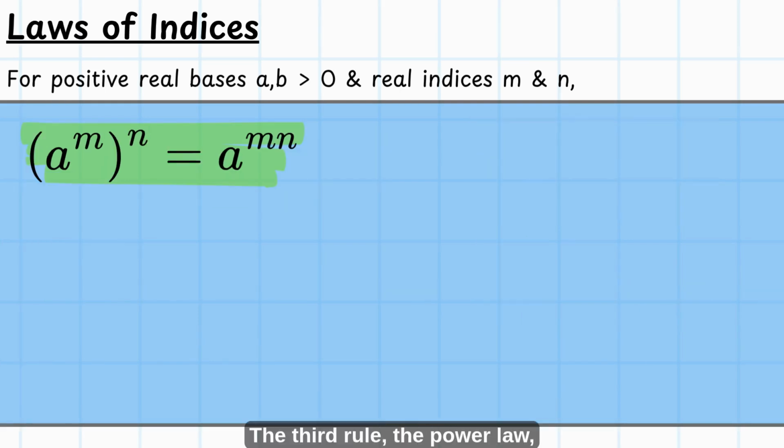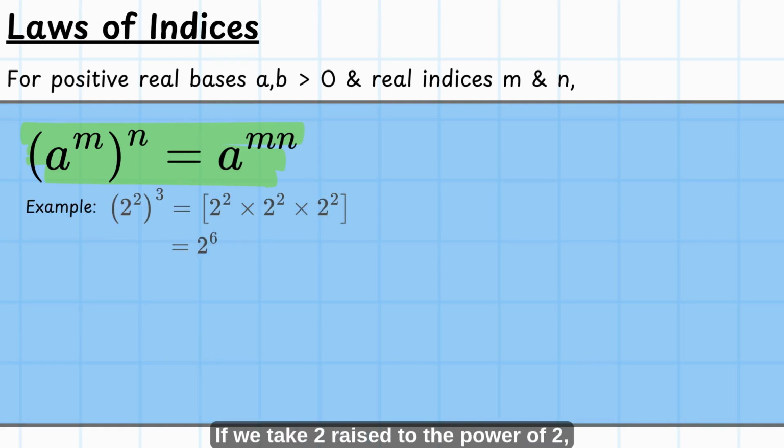The third rule, the power law, applies when a term that already has a power is raised to another power. In this case, the final power is determined by multiplying the two indices together. If we take 2 raised to the power of 2 and then raise it to the power of 3, it means we are multiplying three 2-squared terms together. Using the product rule, we can add up all the indices and get 6 as the new power. Alternatively, instead of adding, we can simply multiply the two indices, which also gives 6.